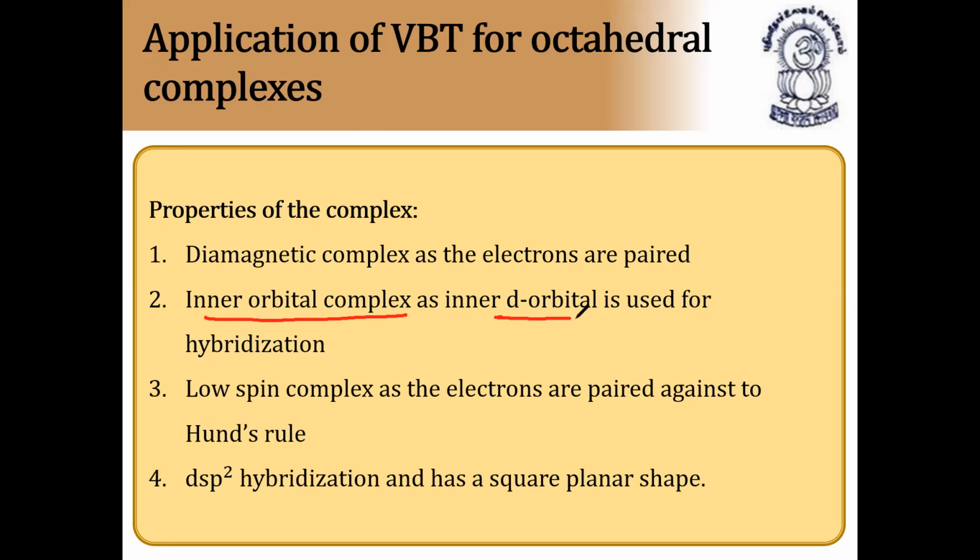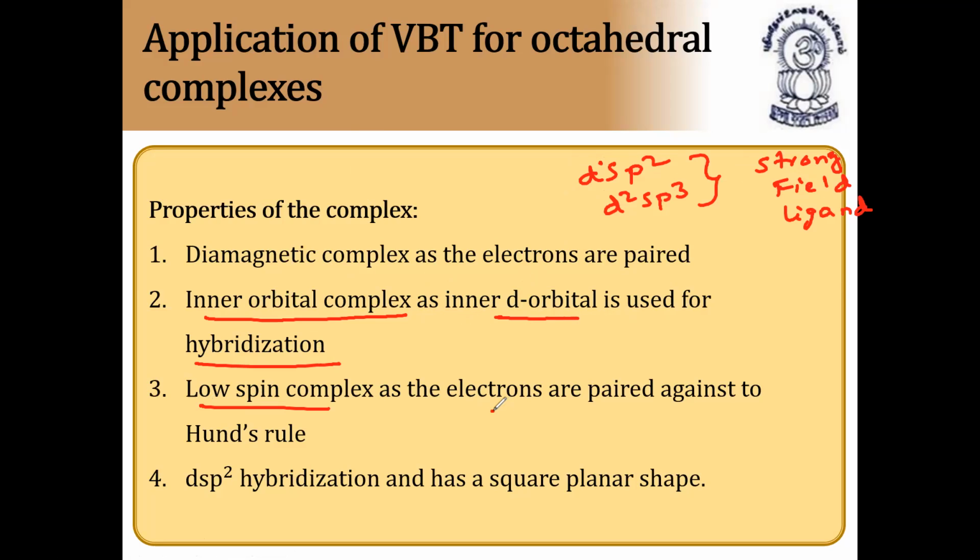So if you know the hybridization, easily you can find out, suppose it is d2sp3 or dsp2, we can say it is an inner orbital complex. Or suppose if a strong field ligand is there, they also can form an inner orbital complex, and they are paramagnetic or diamagnetic in nature. So it is a low spin complex as the electrons are paired against Hund's rule. dsp2 hybridization has a square planar shape. So all are interrelated. That's why it is very, very important.